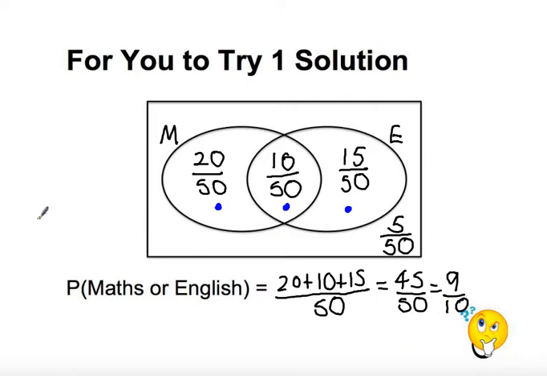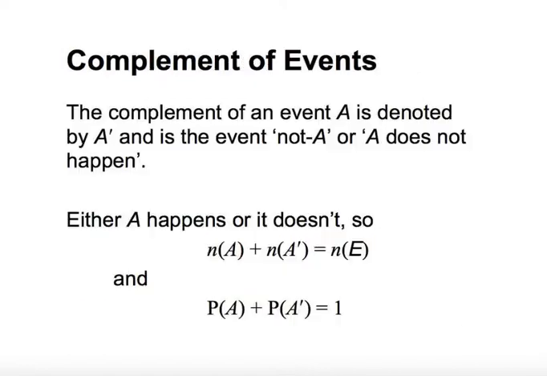I hope that all made sense and that you understood that example. So moving on, we're going to look at some more theory linked to Venn diagrams. First of all, a little bit of notation. We've got the complement of events. The complement of an event A is denoted by A apostrophe and is the event not A, or that A doesn't happen.